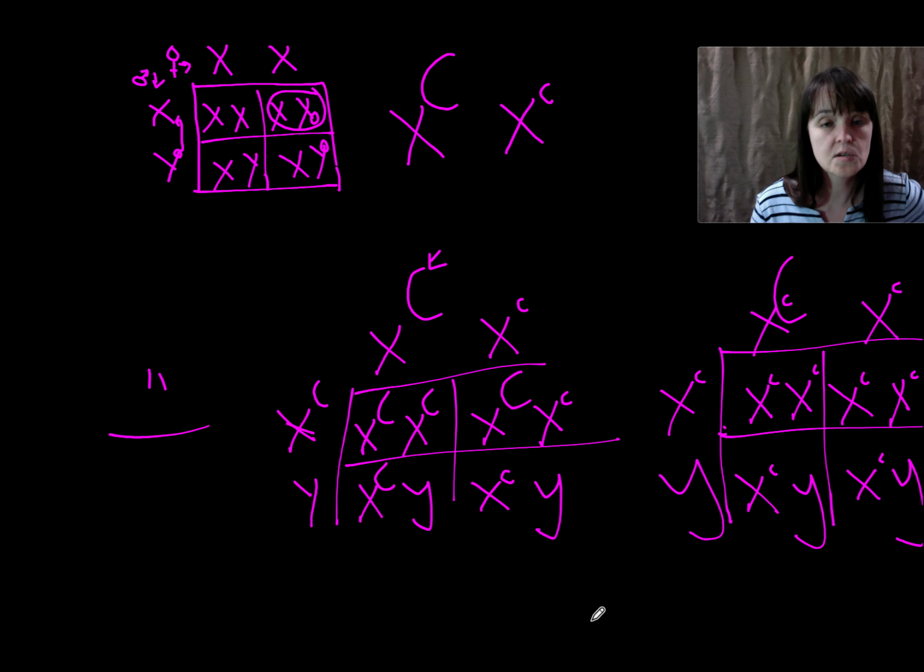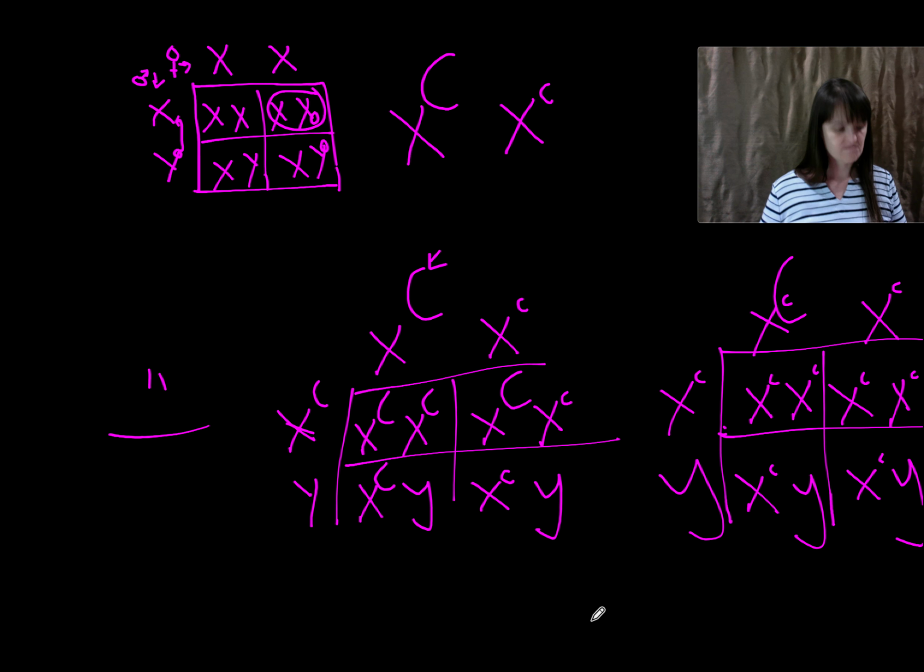So Punnett squares are what biologists do on first dates. True story. Okay, heterosexual biologists do on first dates.